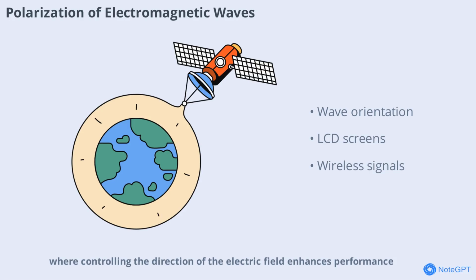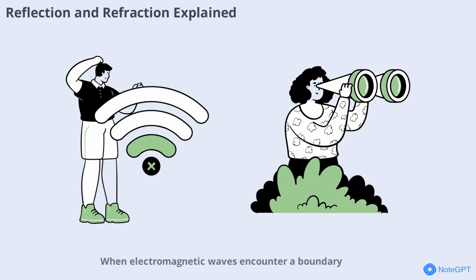When electromagnetic waves encounter a boundary, they can reflect or refract depending on the properties of the materials. Maxwell's equations provide the mathematical framework for predicting how much of the wave is reflected or transmitted. This understanding is essential for designing optical devices, fiber optics, and communication systems.